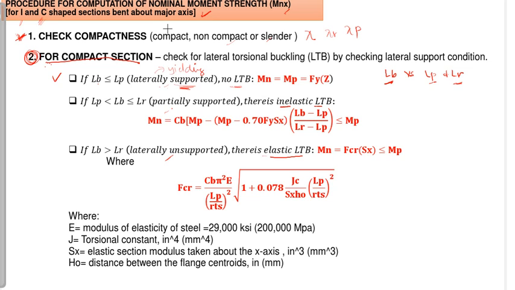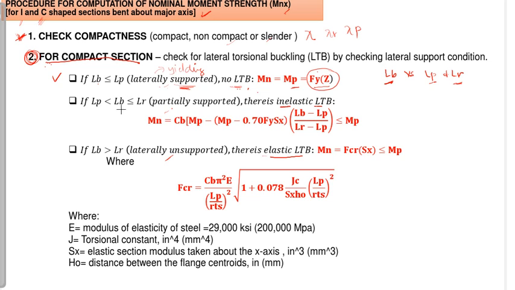Okay? So again, if we have Lb is less than Lp, laterally supported, wala tayong LTB, yung Mn natin is equal to Mp kasi fully plastic tayo. That is equal to Fy times Z. Okay? So pagka yielding, kasi yielding ito kaya Mp is equal to Fy Z. Walang LTB, kaya plastic moment, kaya Fy times Z. Yielding yung magiging failure natin dito pag laterally supported.